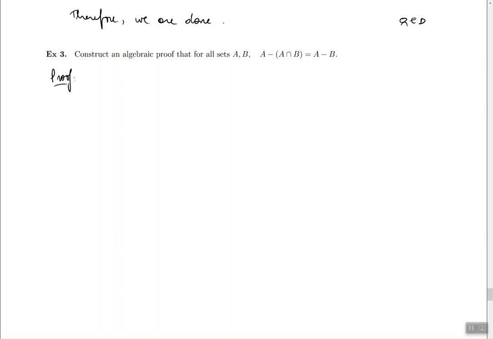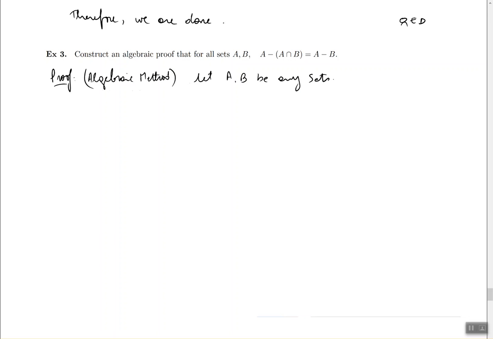Let's take a look at another algebraic proof. In this case, we have two sets A and B, and we would like to show that the equality A minus the A intersect B is equal to A minus B. So we begin the same usual way. We're going to write proof by algebraic method, and then let A and B be sets.